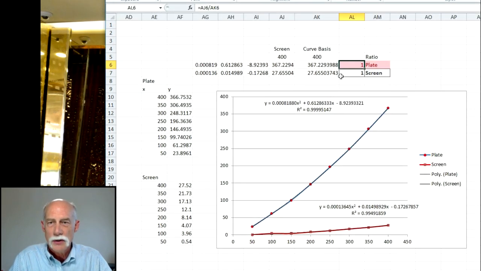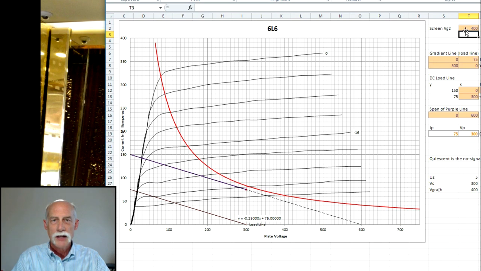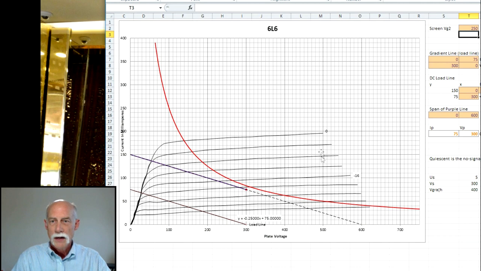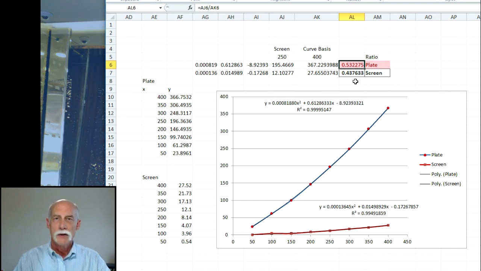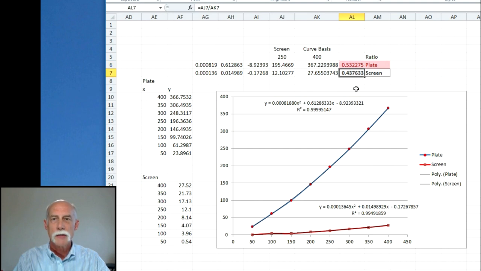Let me show you on screen. So if both of them are at 400, the ratio is 1, you could use either ratio for either plate or screen, and nothing happens. It's fine. But let me redo the screen design for 250. It drops. Now that 250 on this curve, I've adjusted slightly under 200 because that's just the way that curve worked and the math worked. Let's go back to the ratio. The ratio is 0.53 for the plate curves. For the screen curves, it's going to be 0.43.